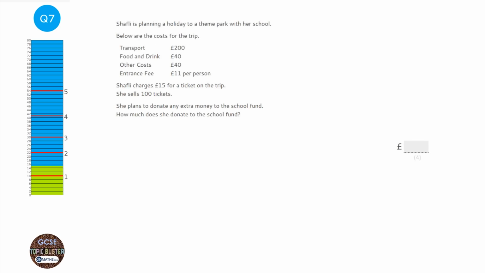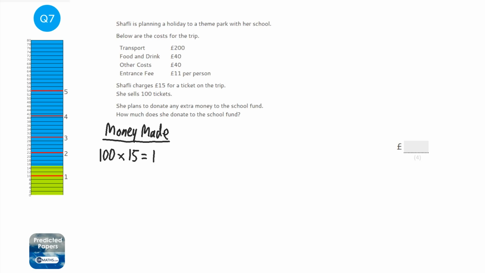Okay, so this seems quite a complicated question, but it's one of those questions that if you break it down, each step is a little bit easier than you think. So the first thing I would do is work out how much money that Shafi is making. So she's charging £15 a ticket and she sells 100 tickets. So it's going to be 100 times 15, which is going to be 15 with 2 zeros. So that's the amount of money she's making.